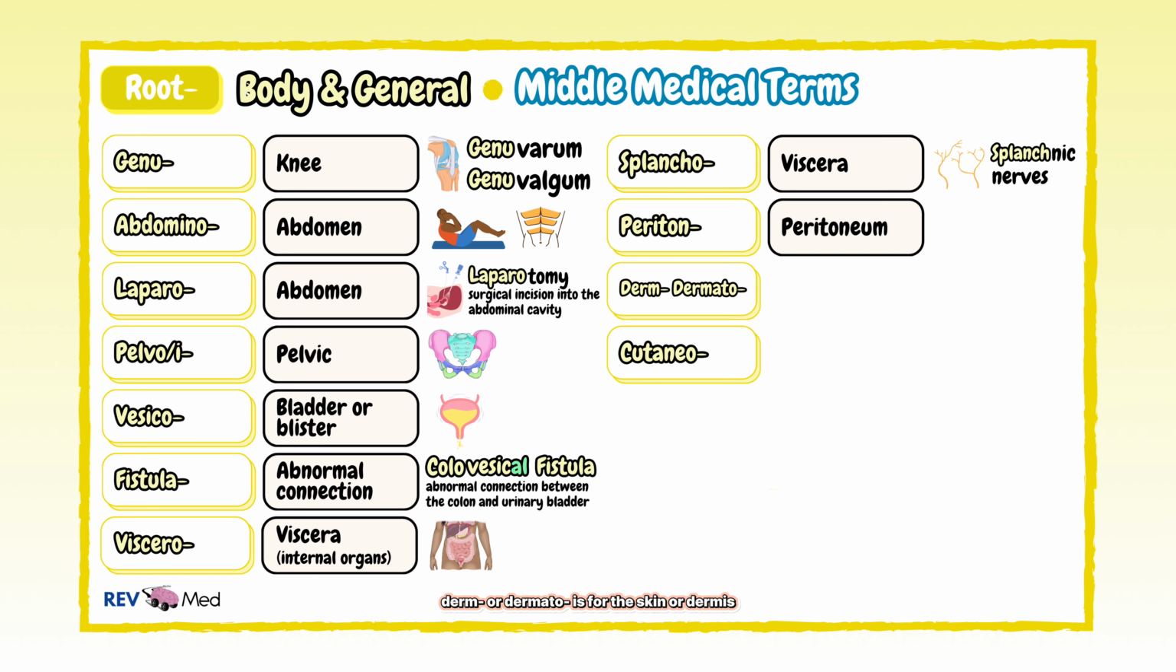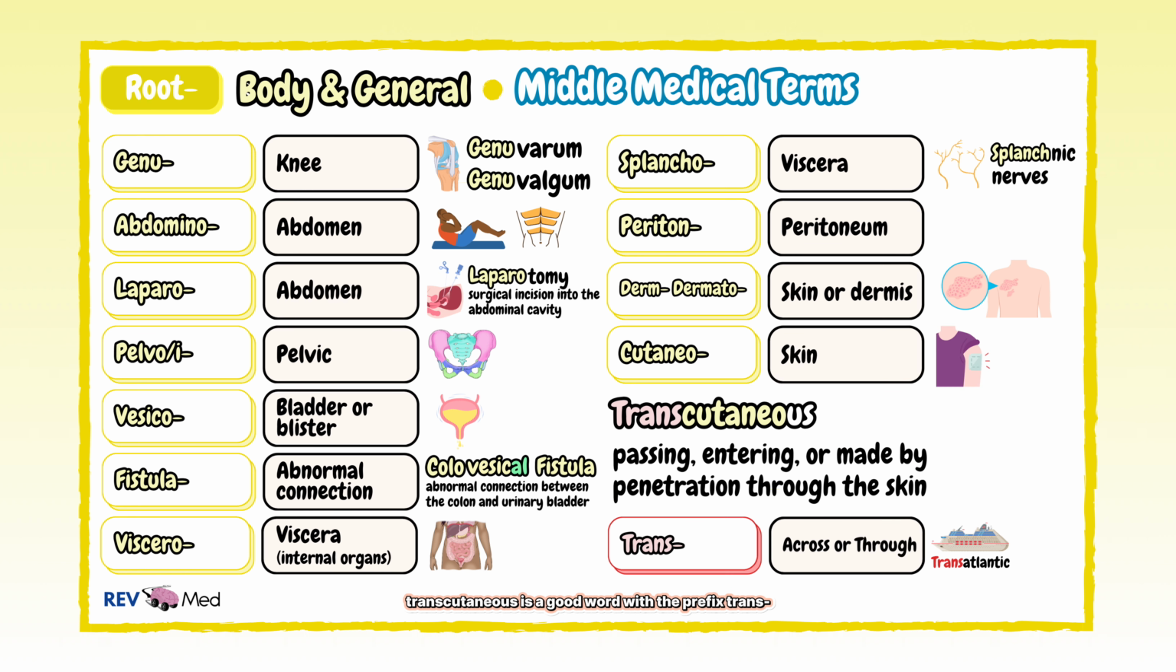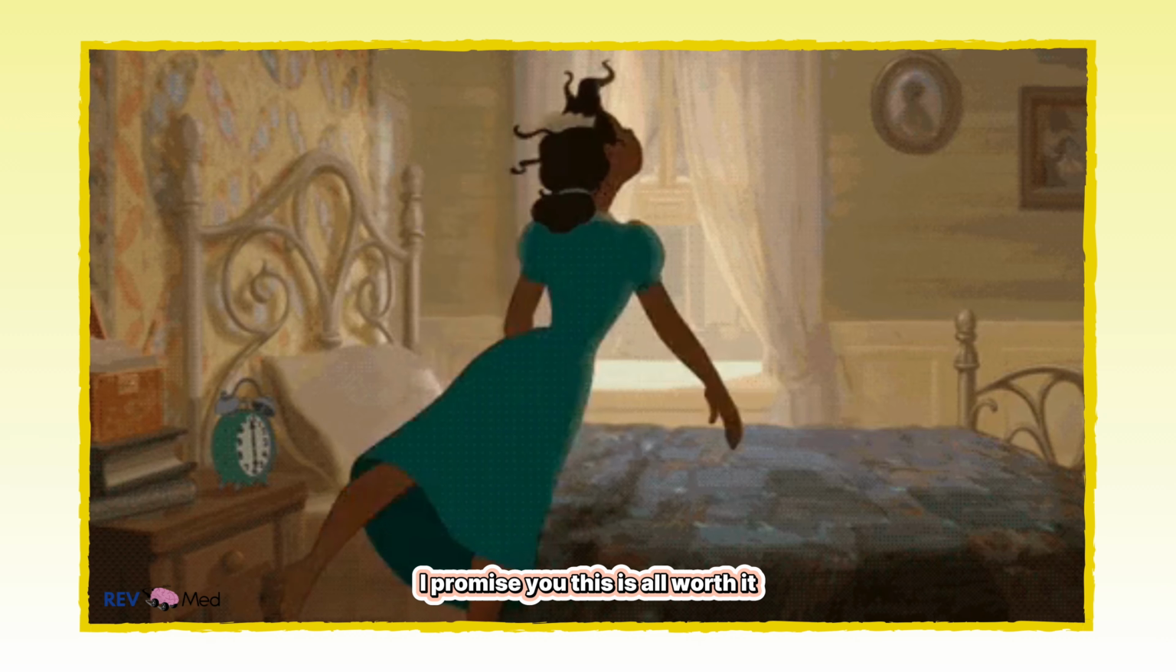Derm or dermato is for the skin or dermis. Think dermatology. Cutaneous is another word for skin. For example, transcutaneous is a good word with the prefix trans, as we discussed in the video before, meaning across. This means by way of or through the skin. I promise you this is all worth it.